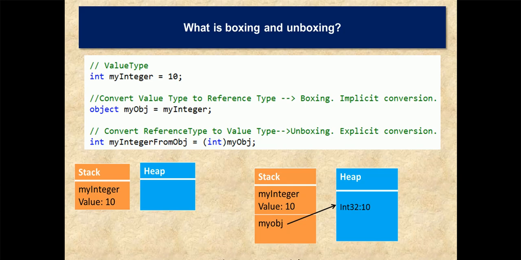And the reverse process, where we convert a reference type to a value type, is called unboxing. For example, you declare a new integer and take out the object and cast it. In this process, one important point to remember is that this is an explicit conversion. In boxing, we just need to assign the value type directly to the reference type. No need for any particular casting, whereas unboxing requires an explicit casting to the target type.